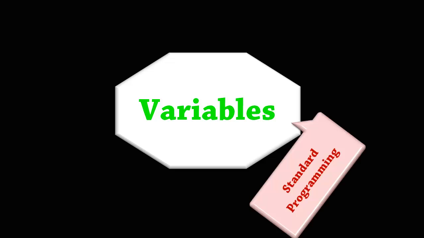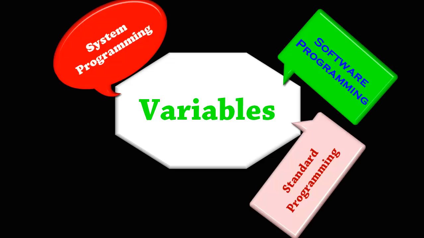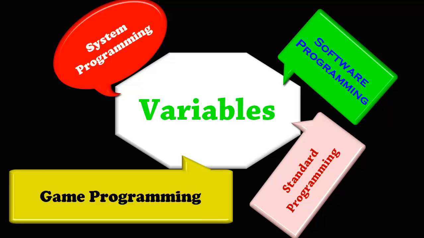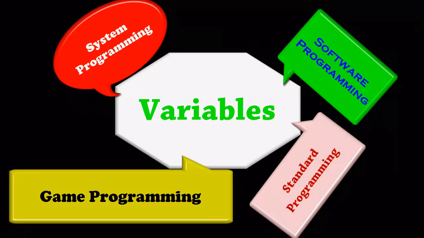So let's get started with some of the very basic things. Those are variables. Variables are the basic building blocks of every programming language, and no matter whether you're doing standard programming, system programming, software programming or game programming, it does not matter. Variables are an essential thing in programming.